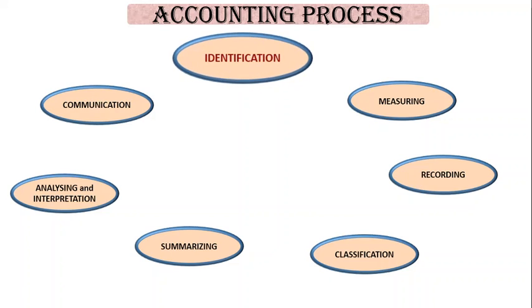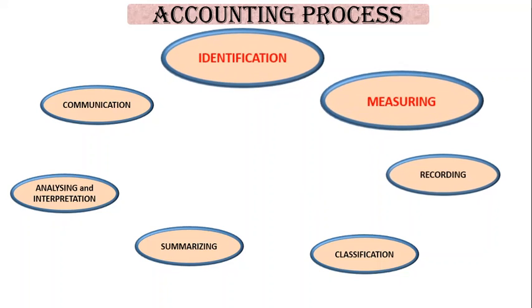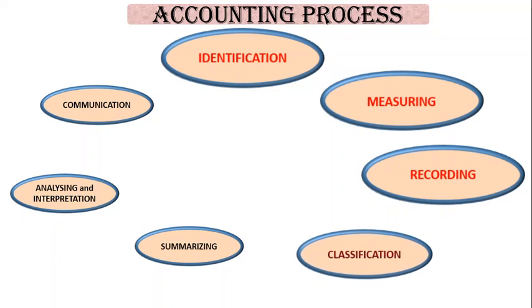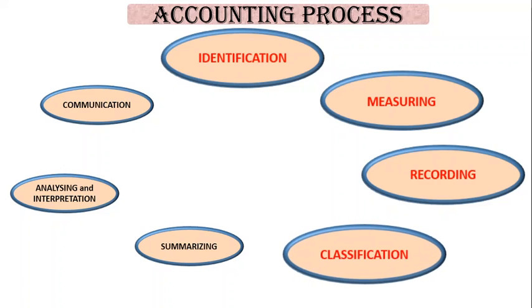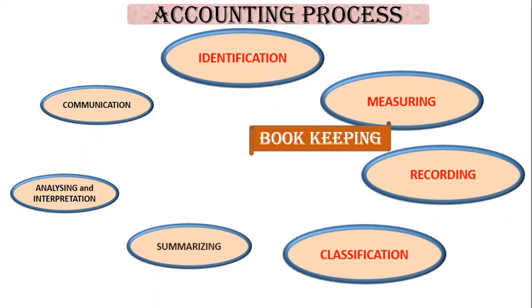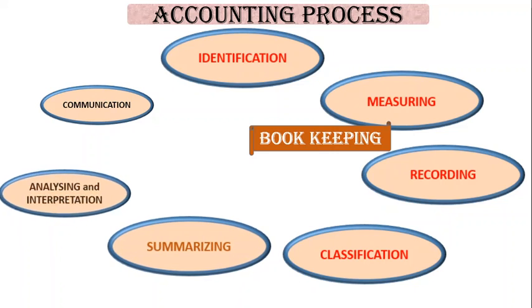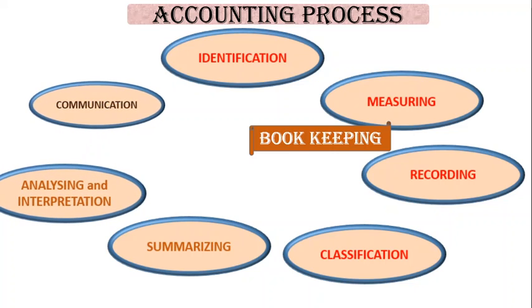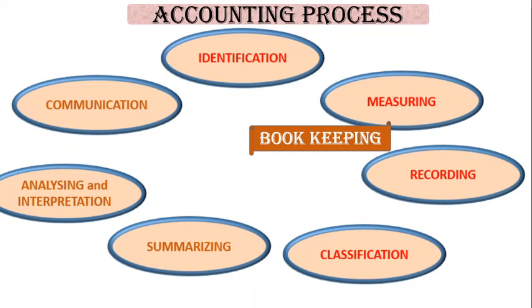Now, identification, measuring, recording, classification, these are the steps of the process which we do throughout the year, that is, to identify everyday transactions of financial character, record them in the journal, and then post them into the ledger. So this is termed as bookkeeping. And then summarizing, analyzing, interpretation, communication, these are termed as accounting.